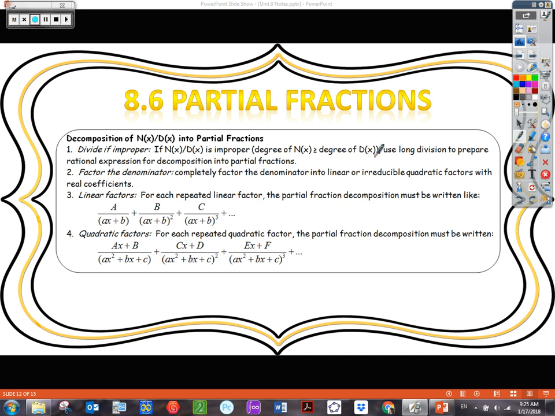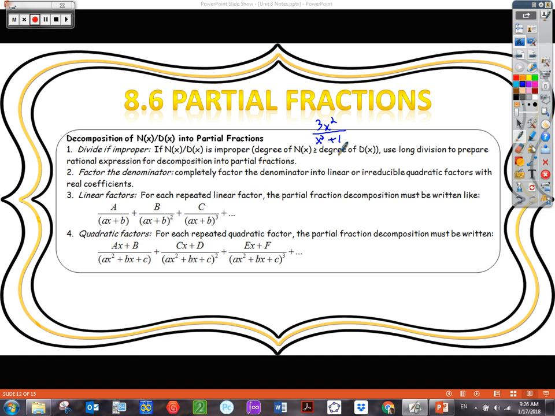So for example, if it were like 3x squared over, say, x squared plus 1, that would be improper because those degrees are equal. I think that's one that sometimes gets missed. If they're equal, it is also improper. So we need to do long division. We would do long division and then we would work on the remainder. The remainder would be what we would work on with our partial fraction decomposition.